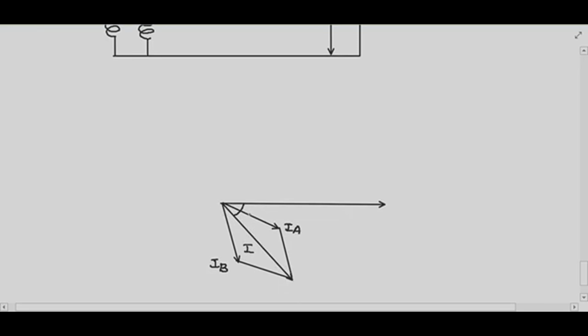And the angle between V and I is always the power factor angle phi. Now, first of all, I will draw the impedance triangle for transformer A. So parallel to IA, I will draw the IARA drop. And perpendicular to this, I will draw the IAXA drop. And the vector addition of both is nothing but IAZA.